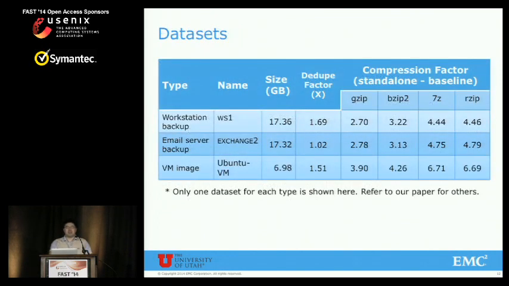So to evaluate MZIP, we use a few data sets. There are three types. Two of them are backups, and one is a virtual machine disk image. And for each data type, I only present one data set. Please refer to our paper for others. And in the table, I present the file size, the deduplication factor, and the compression factors for standard compressors. And these compression factors will be used as the baseline for comparison. So one thing to note is that deduplication factors for Exchange email backups are very low.